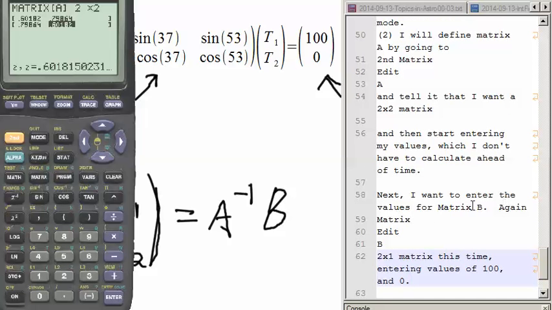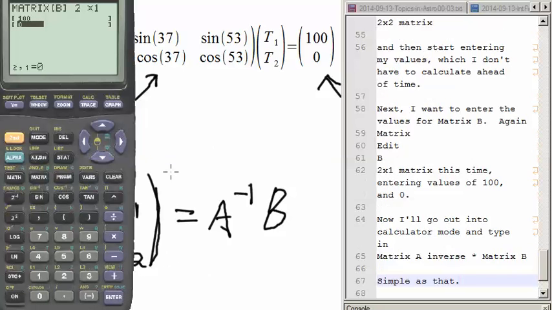Next, I want to enter the values for matrix B. Again, matrix, edit, this time matrix B. I want a 2 by 1 matrix this time, and I will enter the numbers 100 and 0. Now I'll go back to the calculator mode and just type in matrix A inverse times matrix B. Enter. And simple as that.